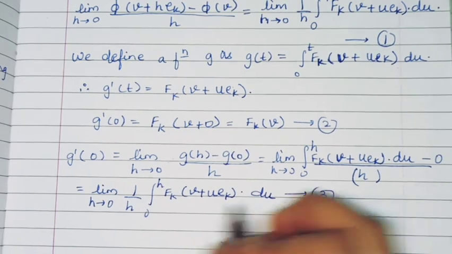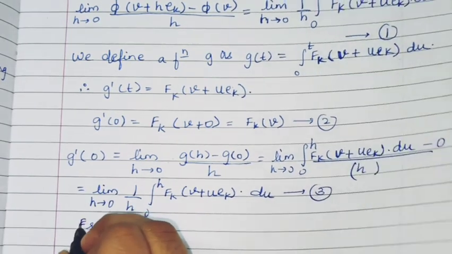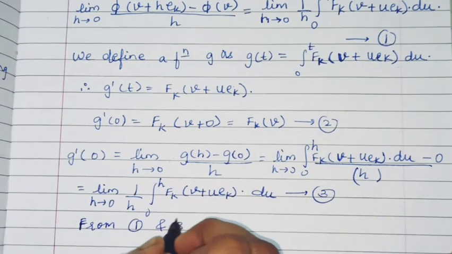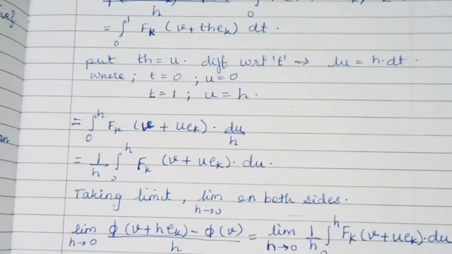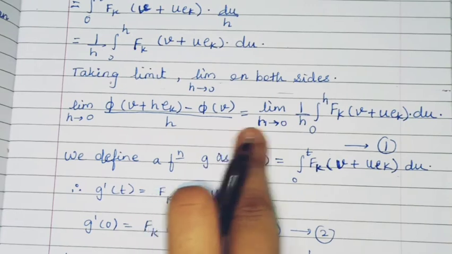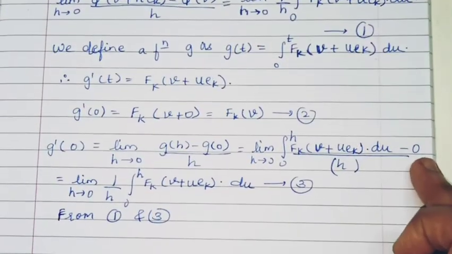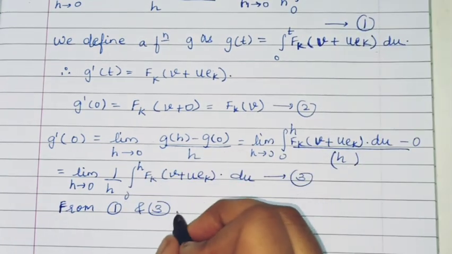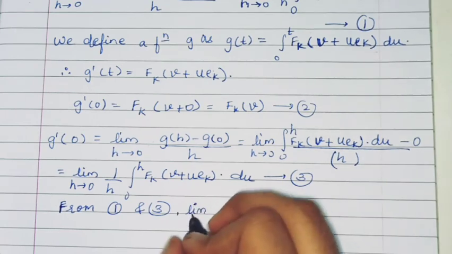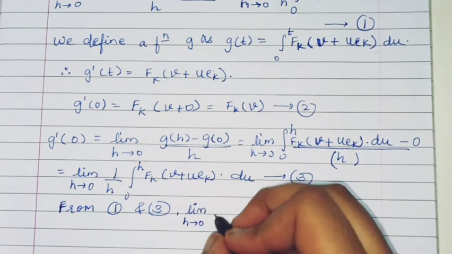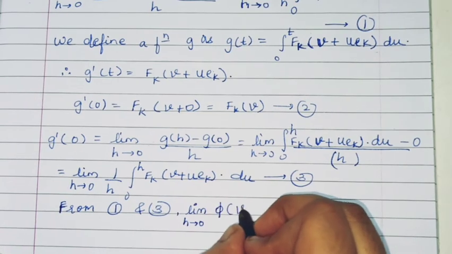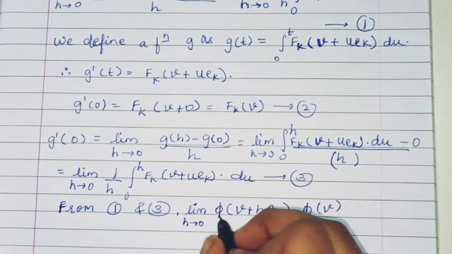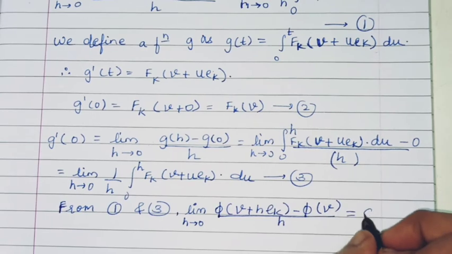But there is certain similarity. Now what is the similarity? From equation 1 and 3, what is equation 1 that we have written? It is limit h tends to 0, 1 upon h integration 0 to h fk v plus u ek du. This is one and the same. So what can we say? We can say that from equation 1 and 3, limit h tends to 0, phi of v plus h ek minus phi of v upon h is equal to g dash of 0.